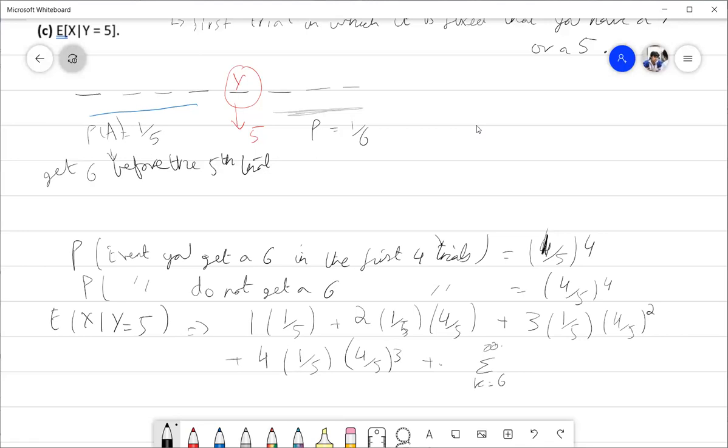So this has to go from 6 till infinity. Now, expectation में होता है you multiply it by the term that you have. तो k तो आएगा हर हालत में, right? Now, what's the one thing that's fixed?